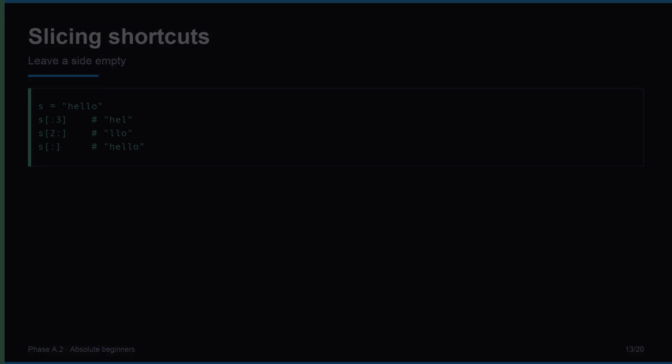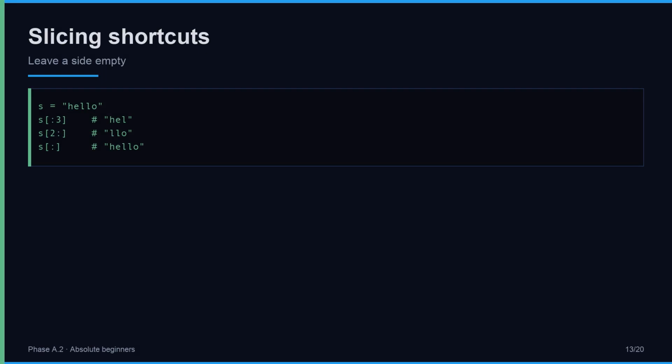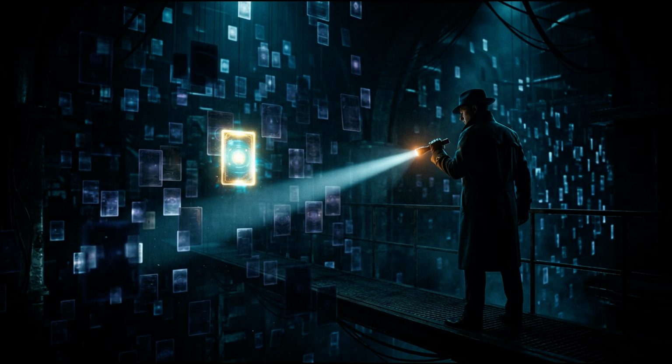When you cut a piece out, you can leave one side of the colon empty. s[:3] means from the start up to 3, giving hel. s[2:] means from position 2 to the very end, giving llo. s[:] with nothing on either side gives a copy of the whole string, hello. These defaults are shorthand. Python fills in the obvious start or end for you. Once you use them a few times, they feel completely natural. Leave a side empty.